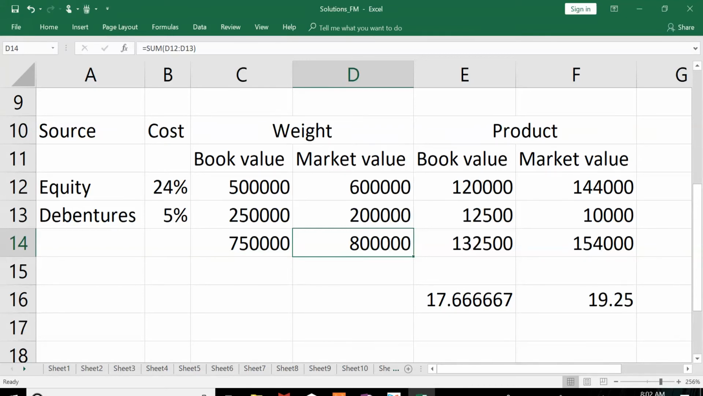Clear? Any doubts on firm A? If somebody has done the calculation, you will get the same 18% only. If you have written source, cost, weight, product, you will get the same 18%. So there is nothing much to explain. Can I proceed to the next question? Anybody has any doubts on this? Clear?